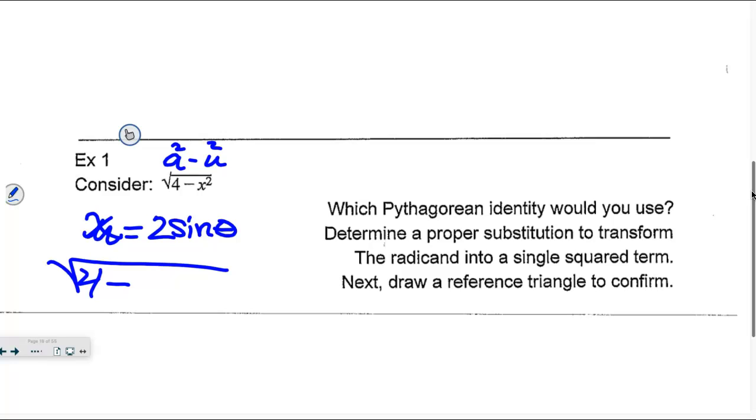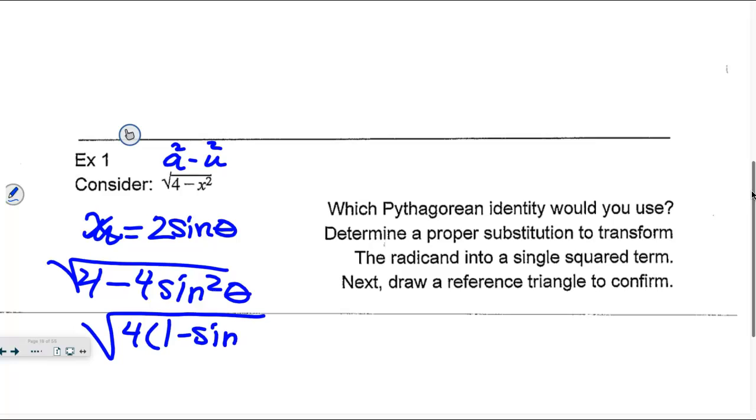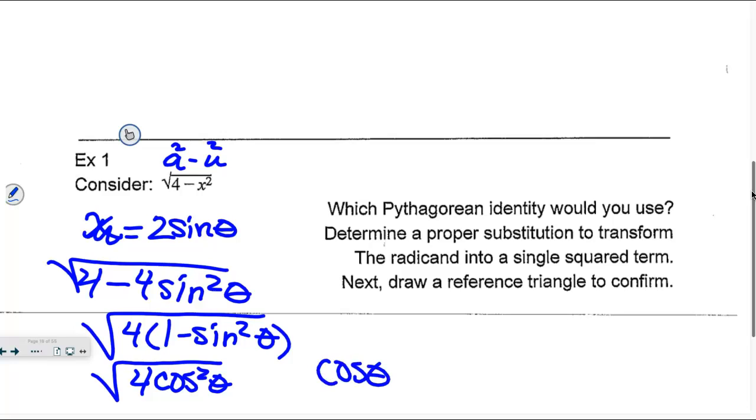I'd have 4 minus, and then when I square this, I get 4 sine squared theta. That's why I made that choice. So that when I root it, I'm really rooting this, and then I can get out from under the root. How would I get out from under the root? What would it become? Yeah, it's going to become 2 cosine theta. So technically, these are equal to each other. You might be saying, what? Watch. Okay, I'm going to go back over here. I'm going to show you.